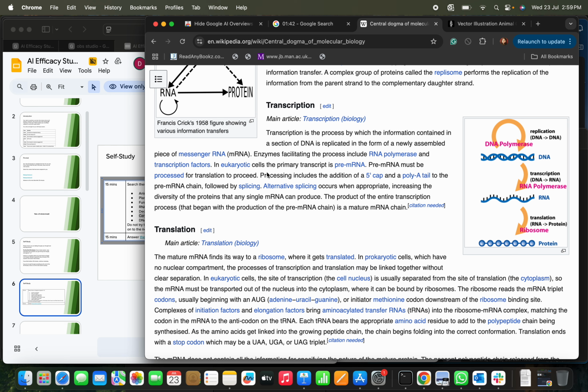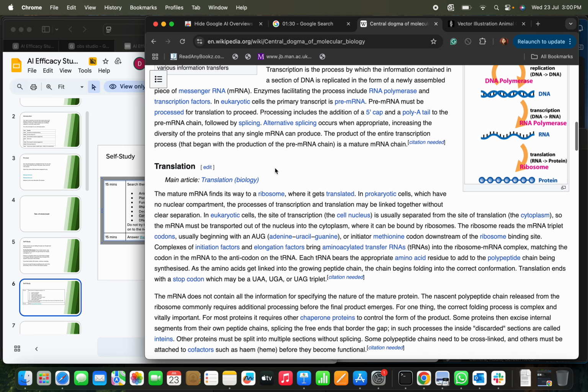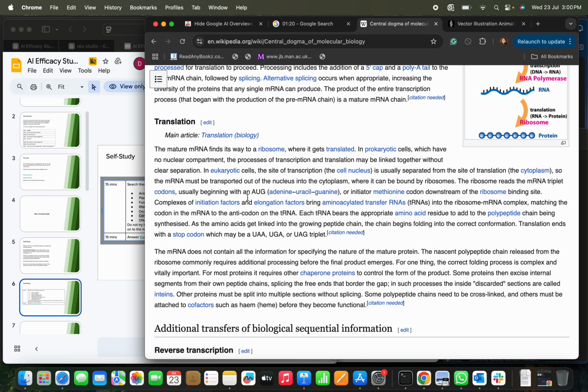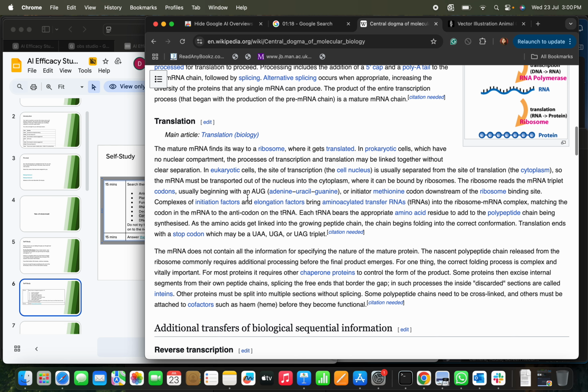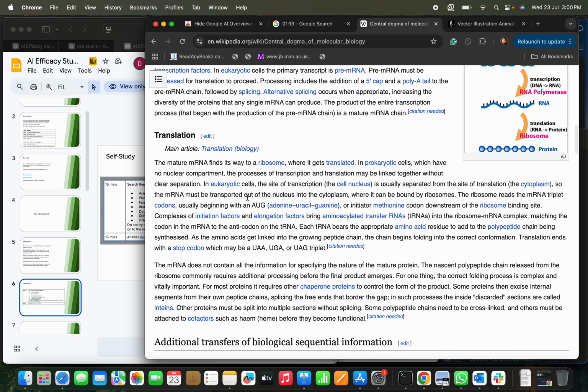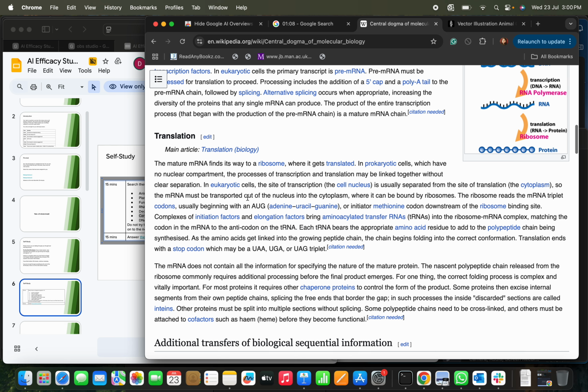Enzymes facilitating transcription are called RNA polymerase. In eukaryotic cells having a nucleus, the primary transcript is pre-mRNA. I'll just go for translation. The mature mRNA finds its way to the ribosome where it gets translated. In prokaryotes, which have no nuclear component, the processes of transcription and translation may be linked together. In eukaryotes, the site of transcription is usually separated from translation. I think this is from RNA to protein or RNA to DNA, something like that.